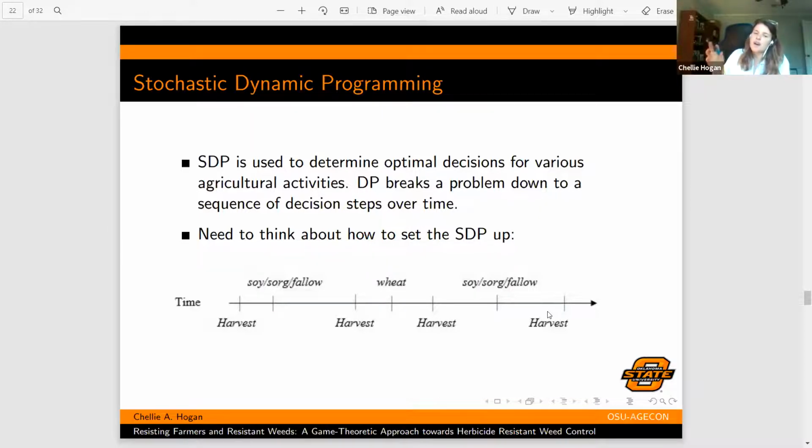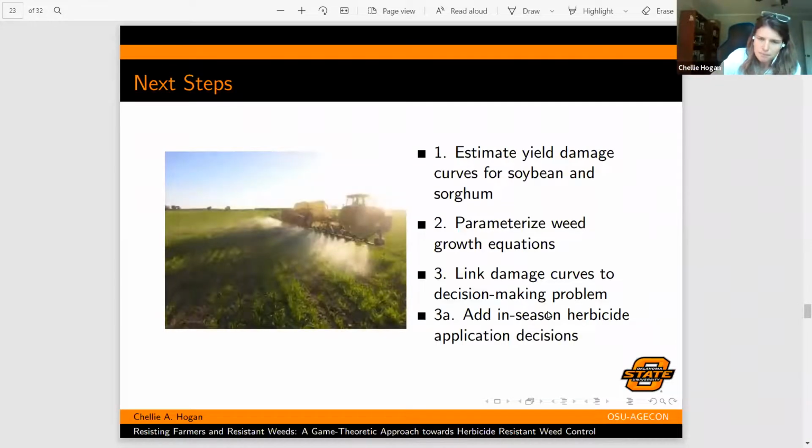So there are all these options, but then you also have in-season decisions that you have to make regarding management, such as weed management, such as herbicide use. When it comes to setting it up, it's really difficult to incorporate these in-season effects and these across-season effects. So it's a complicated problem setup. That's where we're at in terms of progress: we've got the conceptual framework laid out, and we're working to get it all together to make it run smoothly.